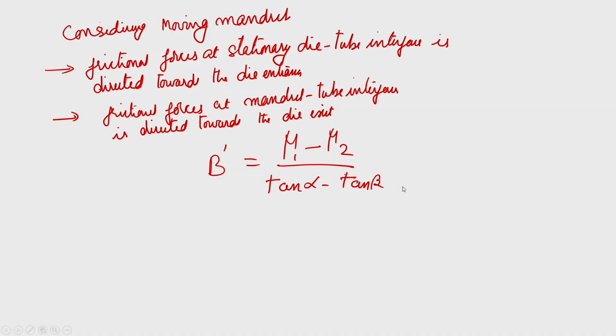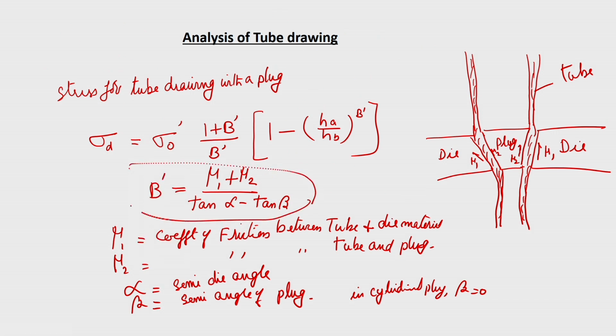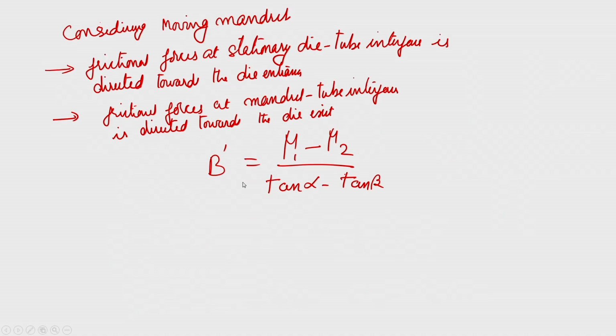See, if you look at the previous case, the relationship for beta dash is here, and that is mu 1 plus mu 2. But here it is mu 1 minus mu 2, because these two are in the opposite direction. And the velocity is higher than the velocity of the metal confined in the die channel, so that is what is going to happen.